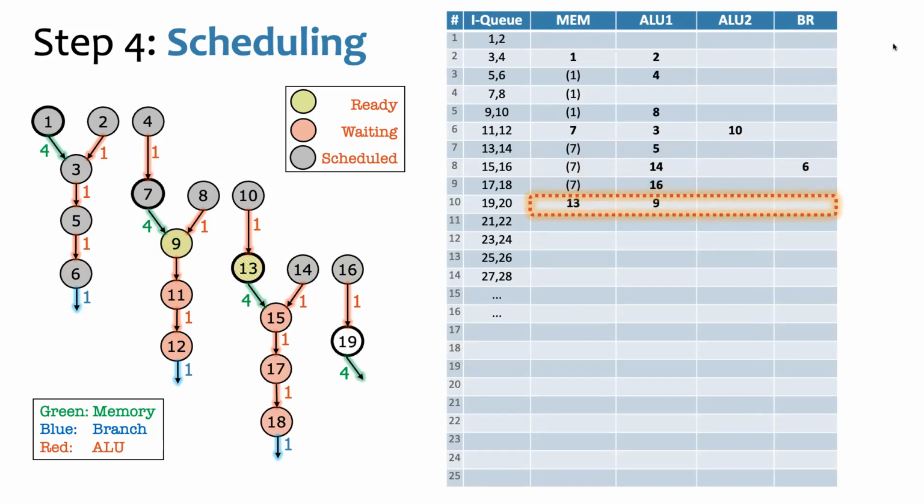And next cycle, well, there are a couple of things, right? 7 completes its 4 cycles. So I can bring the next memory access instruction, which is 13, into the execution stage, into the memory. And at the same time, I just completed 7. So the one that depends on the data of 7, which is 9, can also enter its execution.